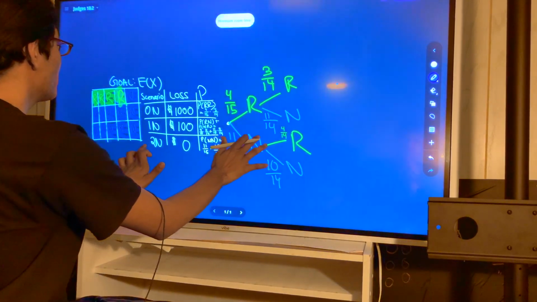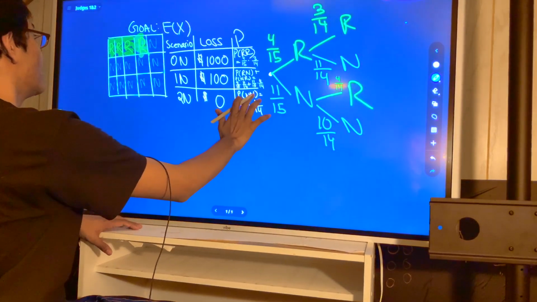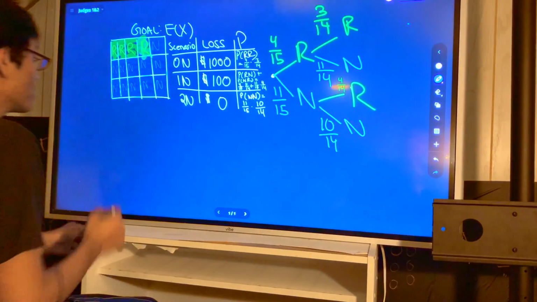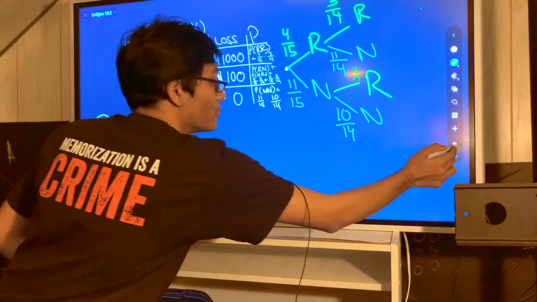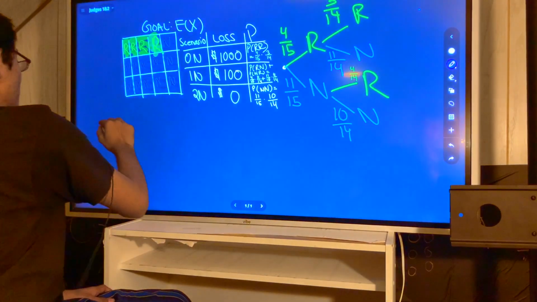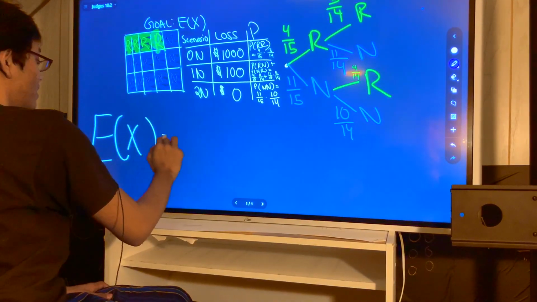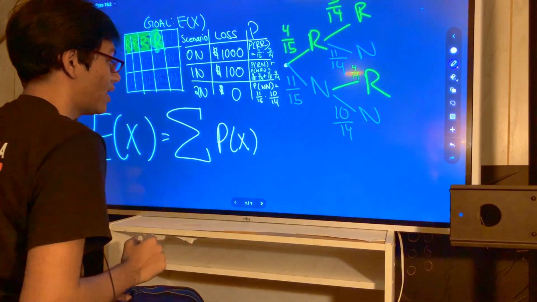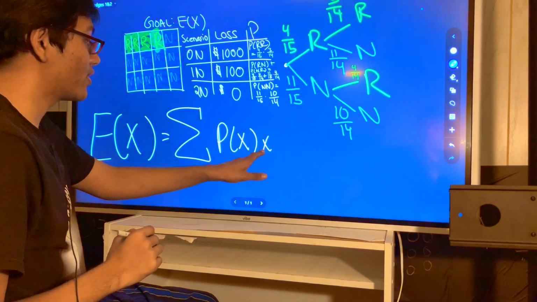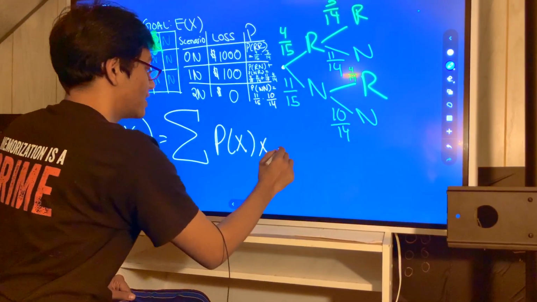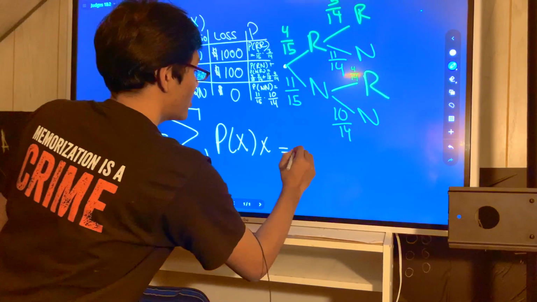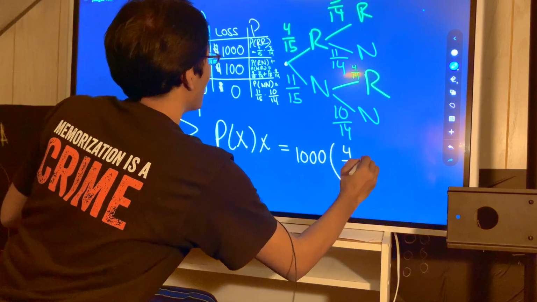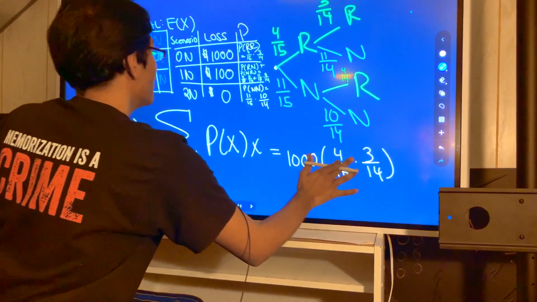Now, we have all of the information we need to calculate the expected value. So, what is the formula for expected value? Well, expected value is given by the summation of a product. And what product? It's going to be the probability of a scenario times whatever value the scenario contains. So it's going to be $1,000 times 4 over 15 times 3 over 14. That's your first scenario.